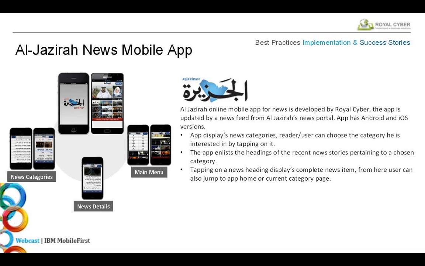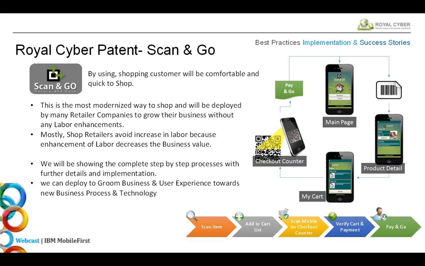This mobile solution using IBM Worklight is Royal Sabre's patent and the product we have developed. This application could be used as an individual mobile app, or it can be used as an extension or plugin for any e-commerce store to extend e-commerce store functionality. This business process contains 5 steps. By using mobile shopping, customers will be comfortable and quick to shop. This is the most modernized way to shop and will be deployed by many retailer companies to grow their business without any labor enhancements.